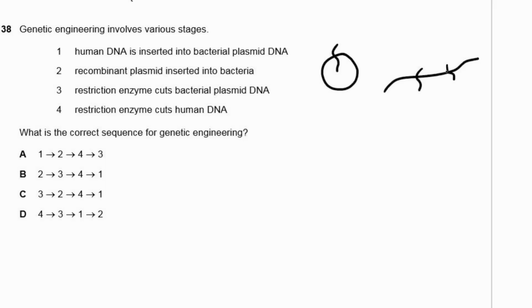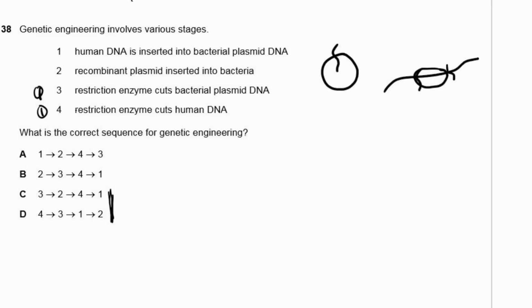Okay, so you want to cut out this piece of human DNA. You want to break open the plasmid. And it doesn't really matter which one you do first, because you're just cutting both of them. So restriction enzyme cuts human DNA, and restriction enzyme cuts bacterial plasmid DNA. Both of those could be first, but obviously only one of them is. So 4 or 3 is the option here.